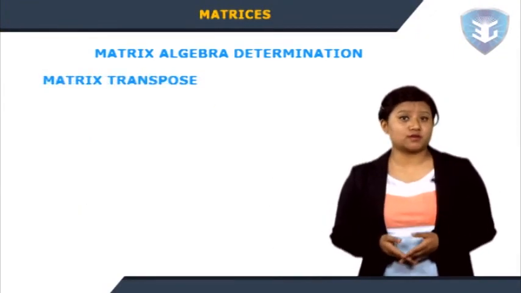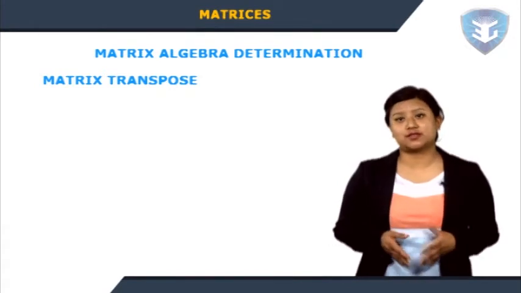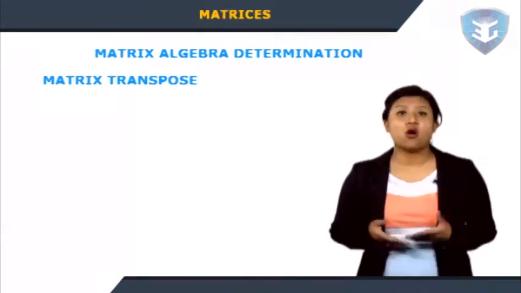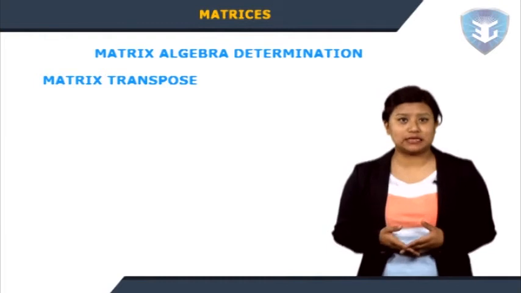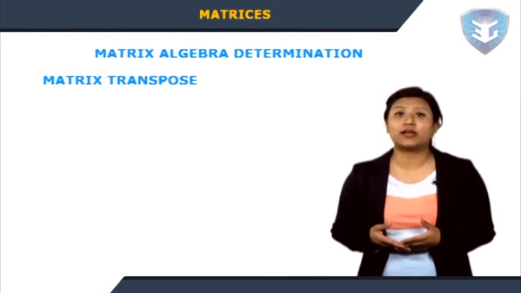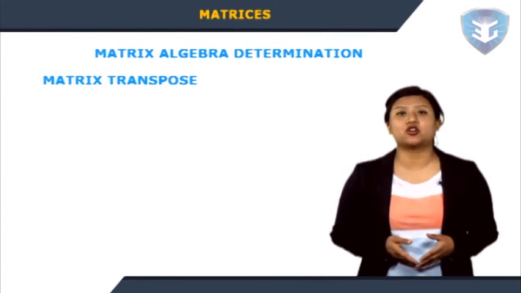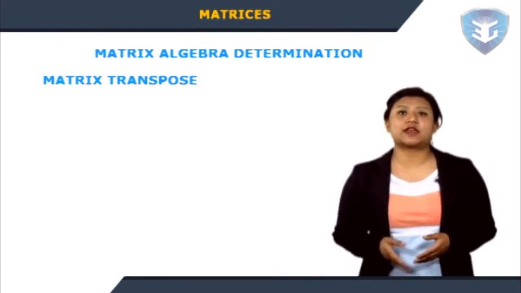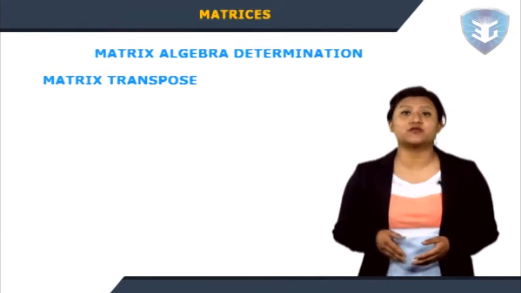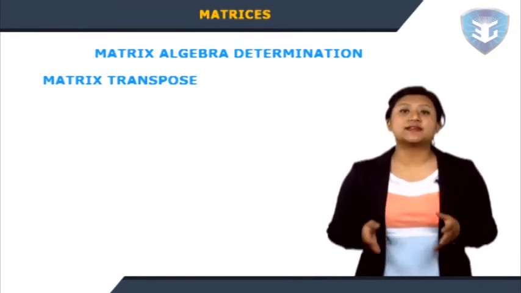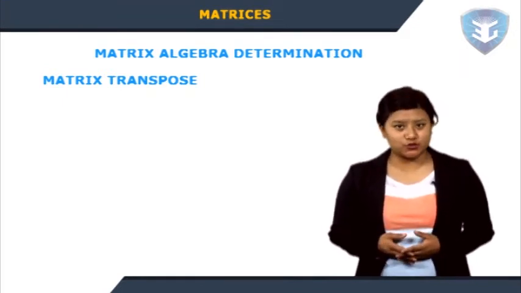Matrix transpose. The transpose of a matrix is denoted by A prime, A dash, or a superscript T, A to the power small t or A to the power capital T. The first row of a matrix becomes the first column of the transpose matrix. The second row of the matrix becomes the second column of the transpose, etc. For better understanding, let's see the example on your screen.